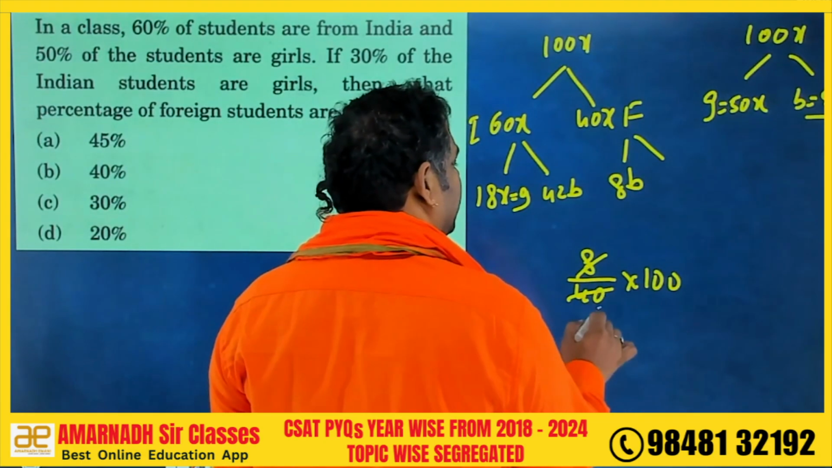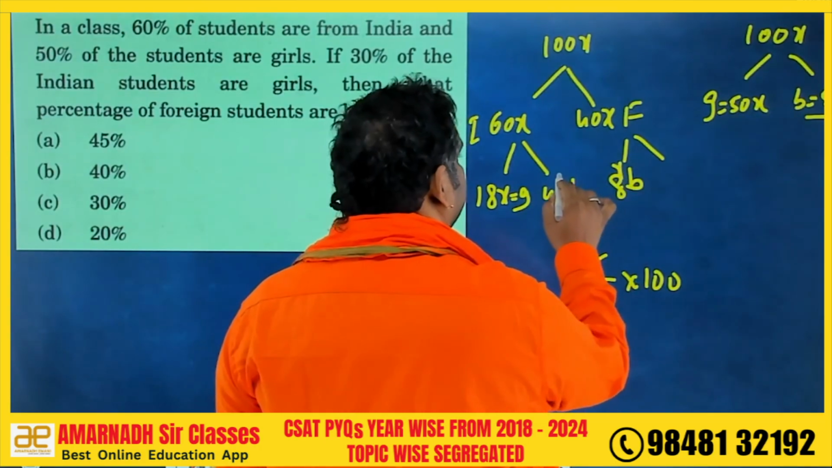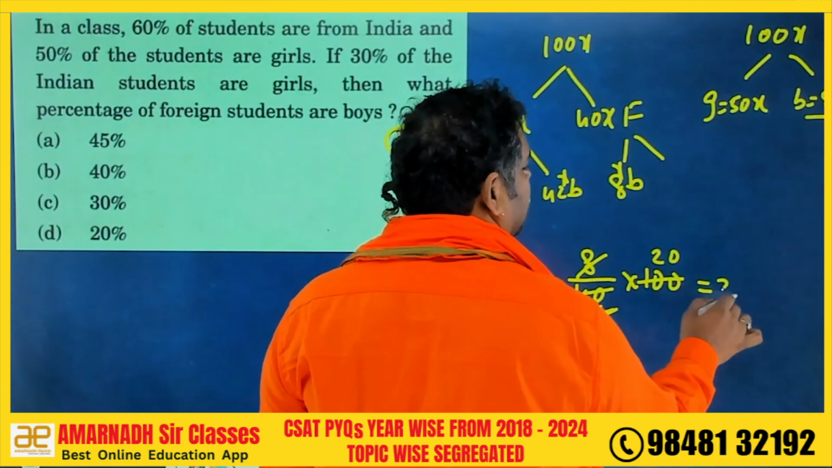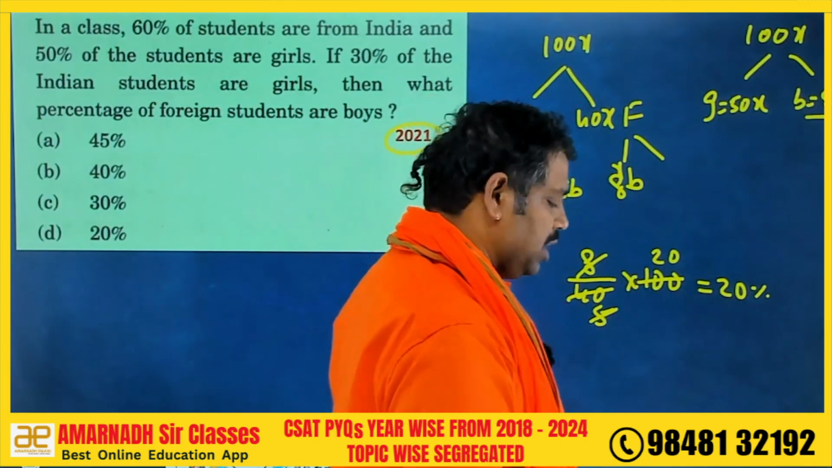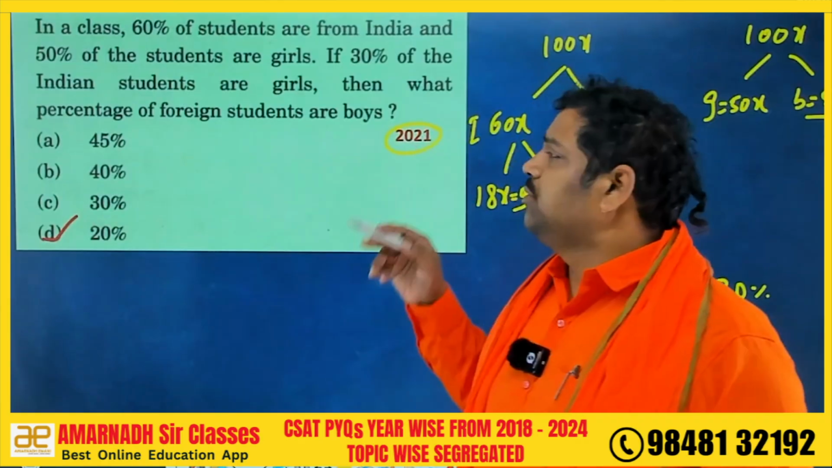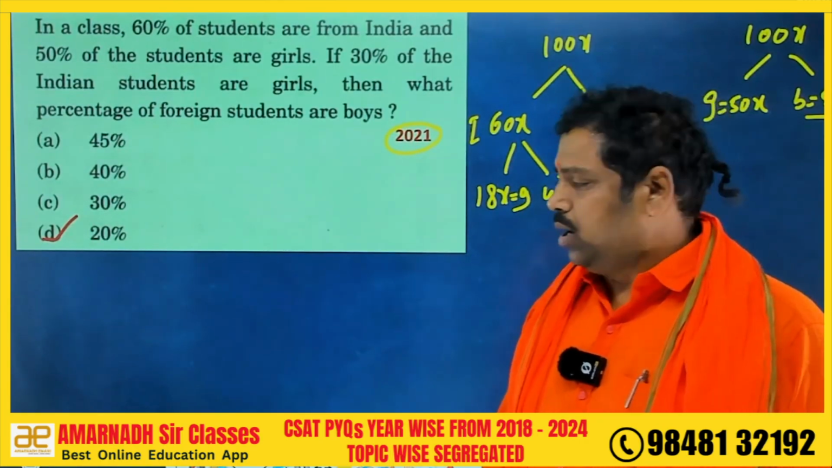8 ones are 8, 8 fives are 40. This is 8x, right? Not 8. The total foreigners is also 40x. So 5 ones are 5, 5 twenties are 100, right? So how much percentage? 20% of the foreign students are boys. So D is the answer. This is a question given in CSAT 2021. Let's see the next beautiful one.